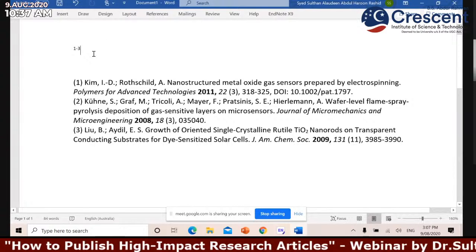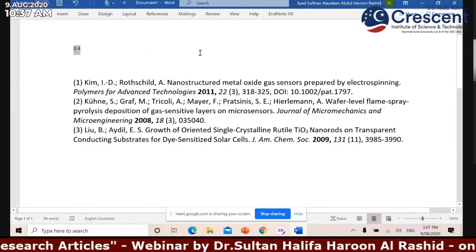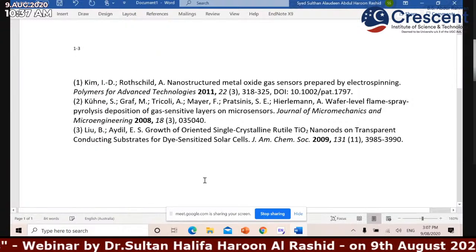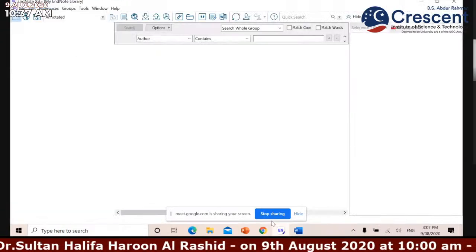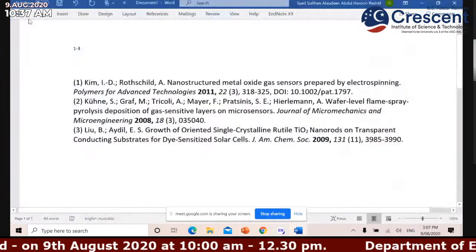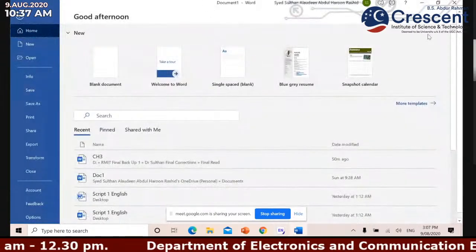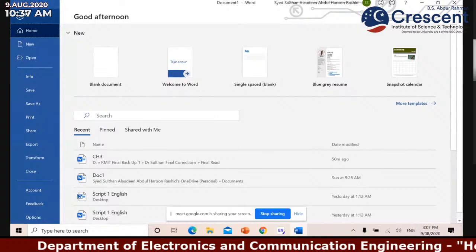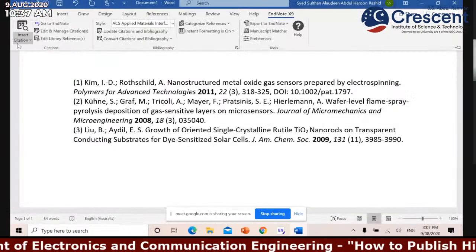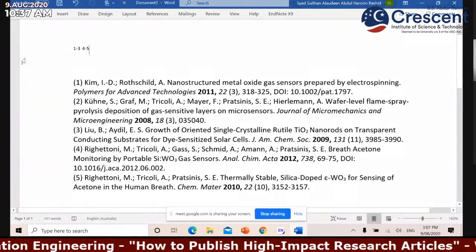Say, for example, I don't want one of my references. Or I want to add another reference now. I go to EndNote again and select them and come back here to my paper and say insert EndNote. You can see again they are added.